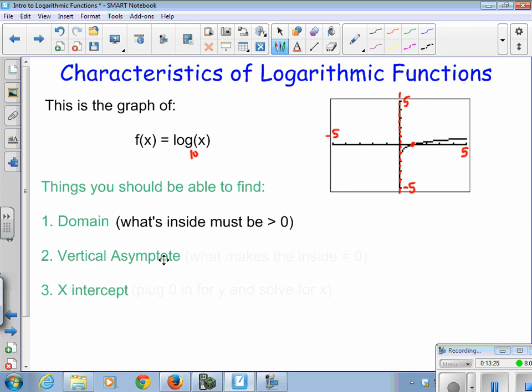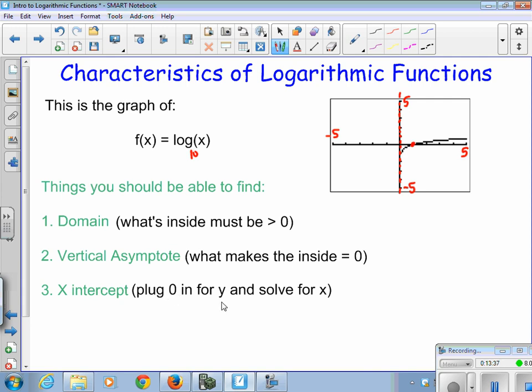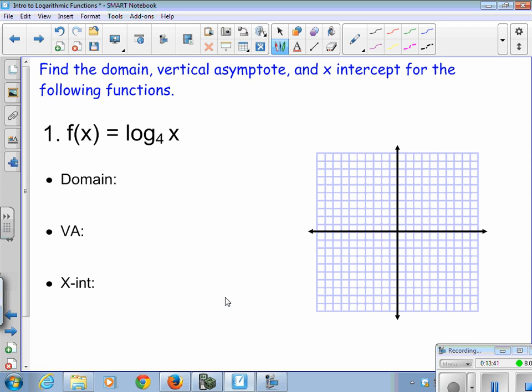Now, the vertical asymptote is just going to be whatever makes the inside equal 0. So I'm going to take the inside and set it equal to 0. And then the x-intercept, I'm going to solve the same way I always have by plugging 0 in for y and then solving for x. And so we're going to go ahead and do a couple of these problems. So this one's just a real simple one.